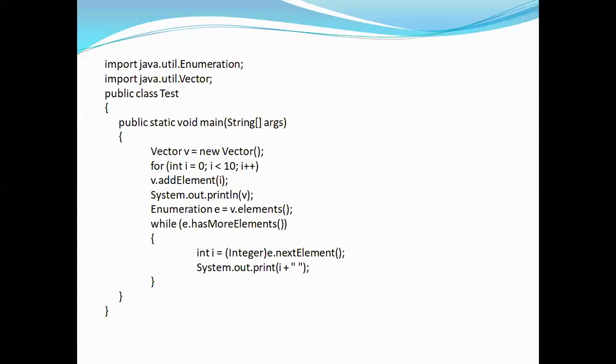So I took the collection called vector. In this vector, I'm going to insert elements. Here I'm inserting elements from 0 to less than 10, which means I'm going to add 9 elements.